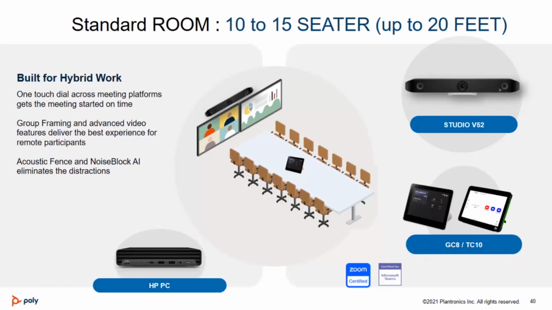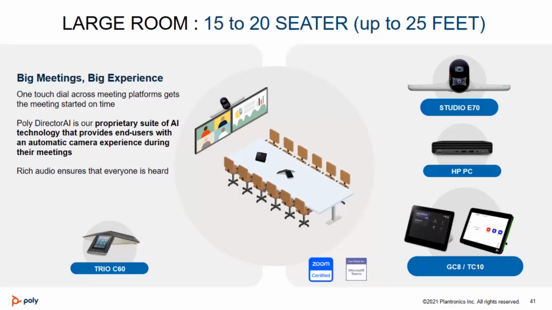Then it's a standard room, which is 20 feet. For 20 feet room size, we can deploy V52 with the HP PC and GC8. And this is for a larger room, up to 20 feet, where we can use Poly E70. E70 is only a camera, so there we need to fix one speaker and mic. For that, we can choose Trio C60 as a speaker and mic, which covers up to 20 feet. For 25 feet, we can cascade one more Trio, or we can connect an expansion mic with the Trio C60. Those options are available with it.